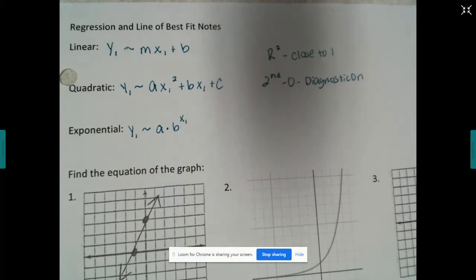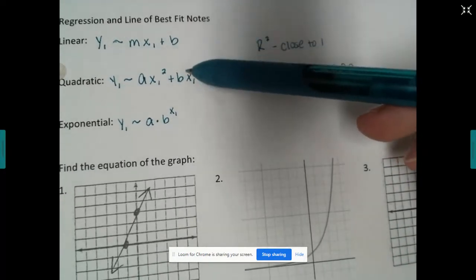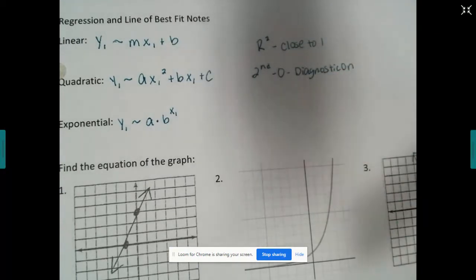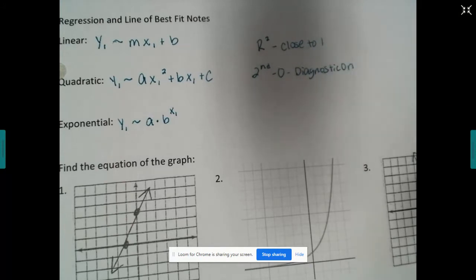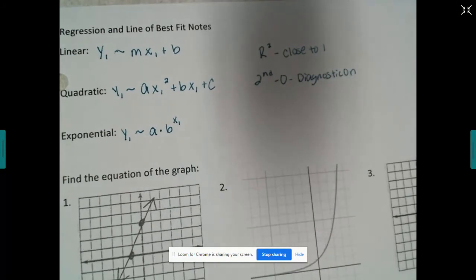So if you're trying to choose which one is best, you enter your table into Desmos, and then you want to type in all three of your linear, quadratic, exponential, of course it depends on the problem, and see which one has an R squared that's closest to 1. So we'll look at that in a minute.